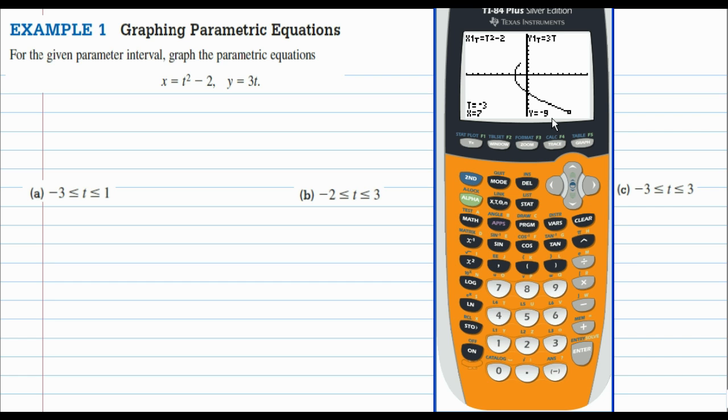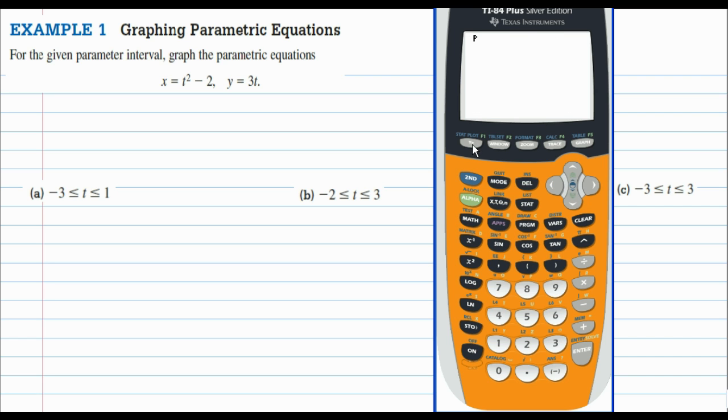So I can see pretty much the whole graph. If I trace and look at where t equals -3, my x coordinate is 7, my y coordinate is -9, so 7 comma -9. And if you use the functions and plug in -3 for t, you'll be able to get the x coordinate of 7 and the y coordinate of -9. If I trace to see the t max at 1, I have the point x equals -1 and y equals 3, so -1 comma 3.